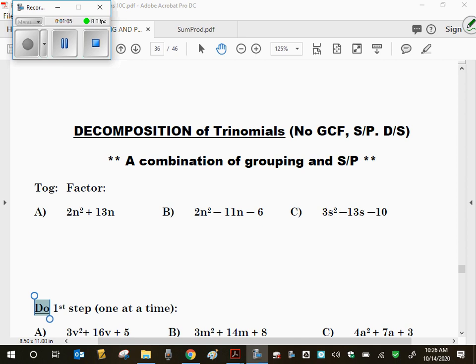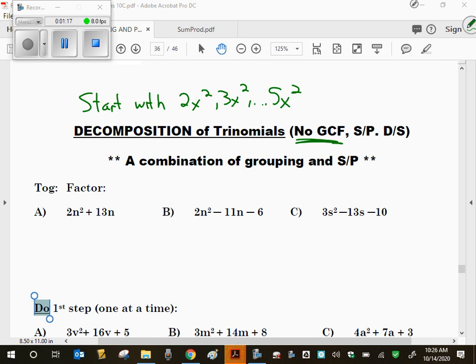So first of all, you have to recognize them. And all of these questions start with 2x squared, write this down please, 3x squared, 5x squared, and you can't take a GCF out. So it starts with 5x squared, and you can't take a 5 out.